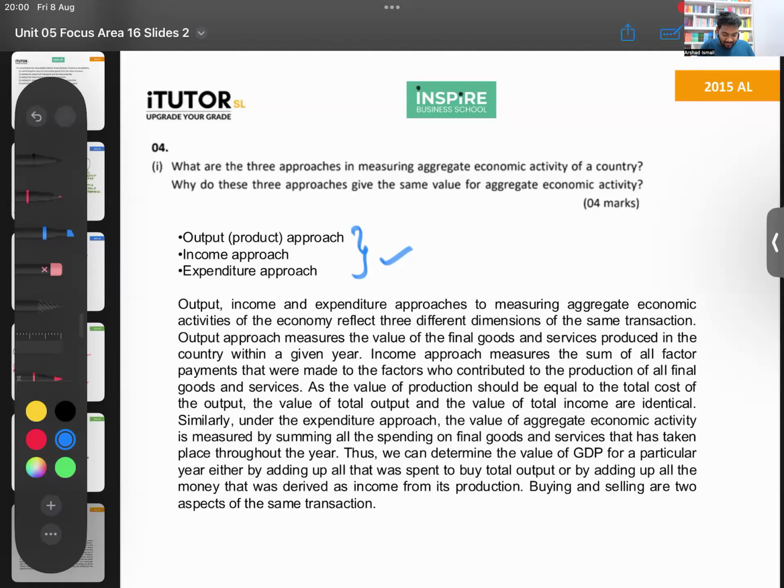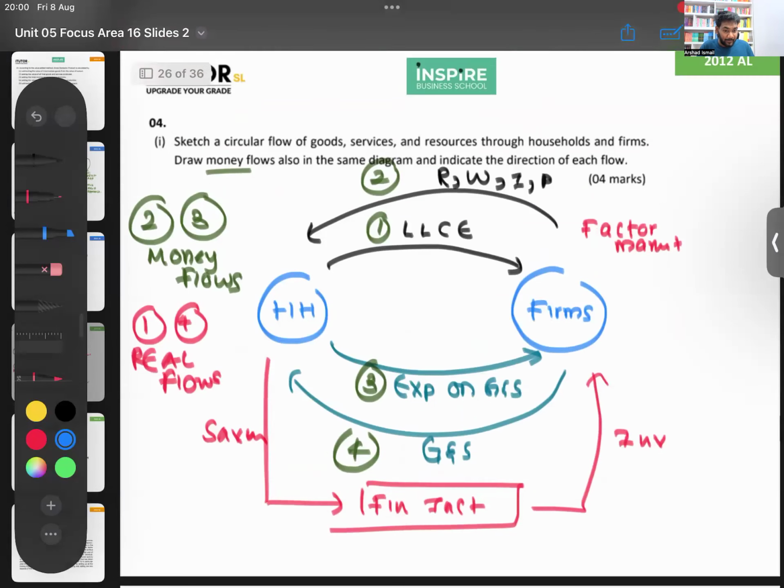So if you remember this circular flow model, why do the three approaches give you the same value? When you provide your land, labor, capital, and entrepreneurship, you receive rent, wages, interest, and profit. So that is your income. Let's say you received income worth 10,000 rupees. That is your income. Then what do you do with that income? That income, you spend.